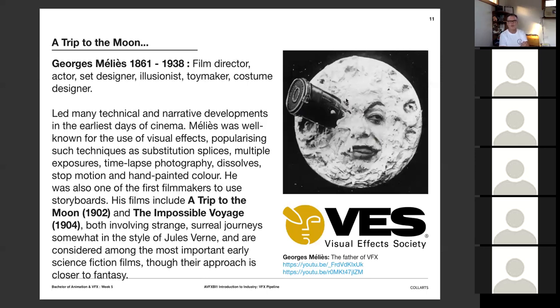He made over 500 films, and two of the important ones were A Trip to the Moon, 1902, and The Impossible Voyage. They're all very surreal, Jules Verne type science fiction films, that Victorian steampunk idea of science fiction. When we look at them they look quite old-fashioned, but they were essentially modernists.